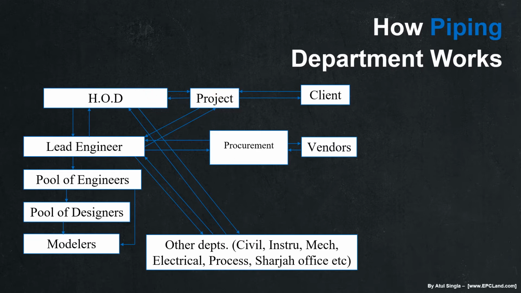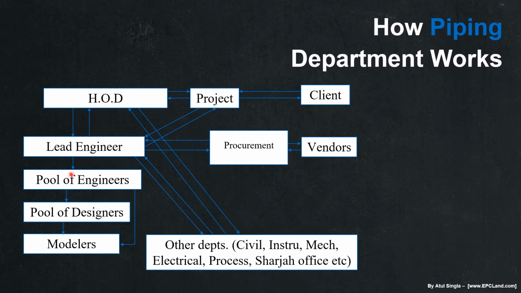At the same time, the lead engineer is answerable to the HOD. But for day-to-day requirements, they are going to deal with the project department also, right? Again, the lead engineer will be dealing with procurement activities. A lot of vendors will be involved, as all the piping deliverables and piping components will have to be procured. We have to deal with a lot of vendors. So the lead engineer will be associated with all these activities.